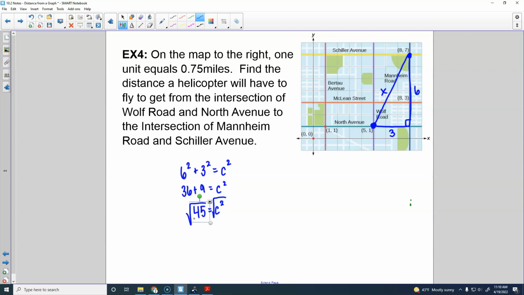Square root, yes. So square root 45. What do you get, Julian? Equals our C. Is it 7088? Oh, if it's 88, what should we round it to? 82, okay. So we're good. Okay, now this is not our answer.